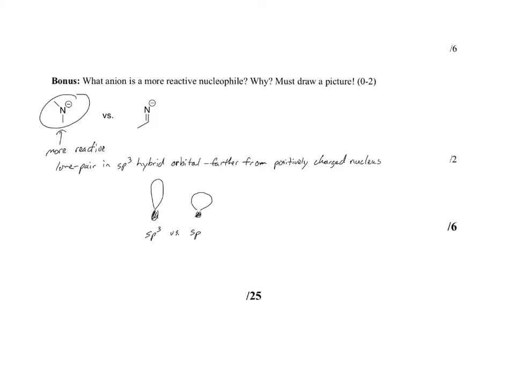All right, bonus question. What anion is a more reactive nucleophile? Why? Must draw a picture. So this one is the more reactive because this lone pair is in an sp3 hybrid orbital, which is farther from the positively charged nucleus. This nitrogen is sp hybridized because it's a pi bond, so the lone pair is in an sp2 hybrid orbital. Either way, this sp3 is farther from the nucleus.